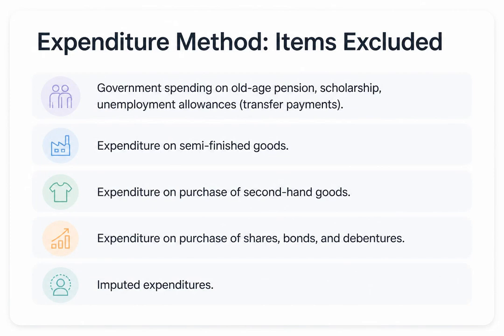Just like the other methods, the expenditure method has strict exclusions. Government spending on old age pensions, scholarships, or unemployment allowances are excluded here because they are transfer payments. They will eventually be counted when the private individuals spend that money. We exclude spending on semi-finished goods to avoid double counting. We also exclude purchases of second-hand goods, financial assets like shares and bonds, and imputed expenditures, as these do not represent spending on newly produced tangible goods and services in the current year.